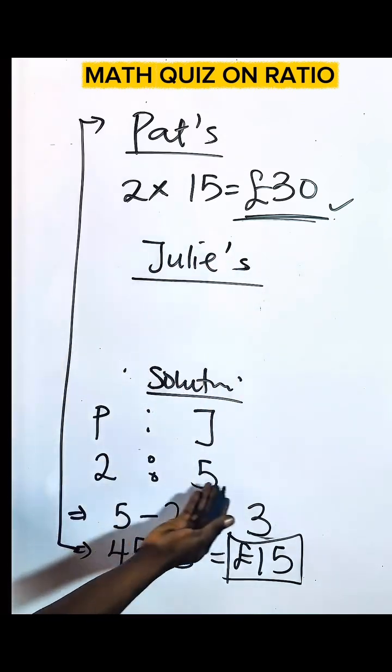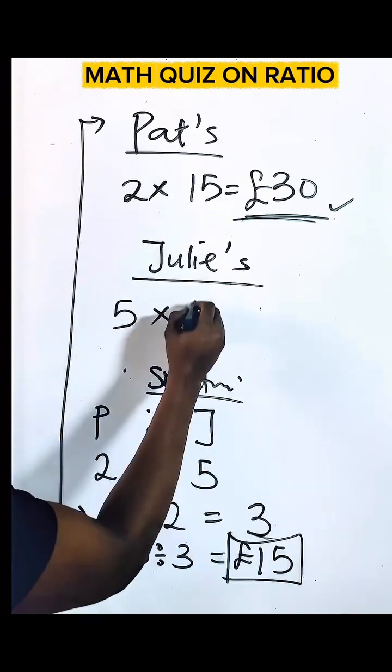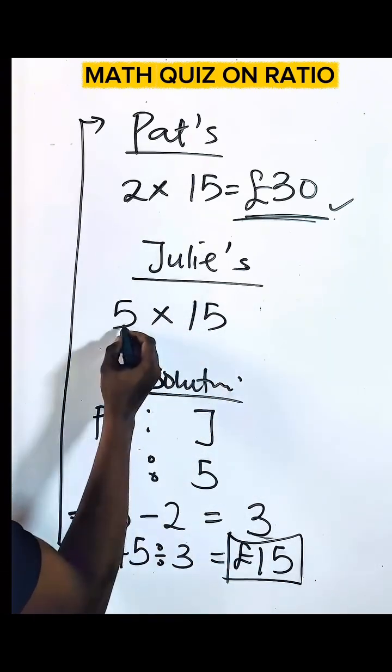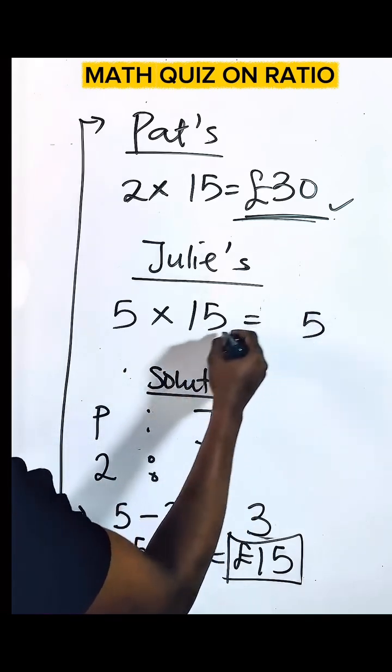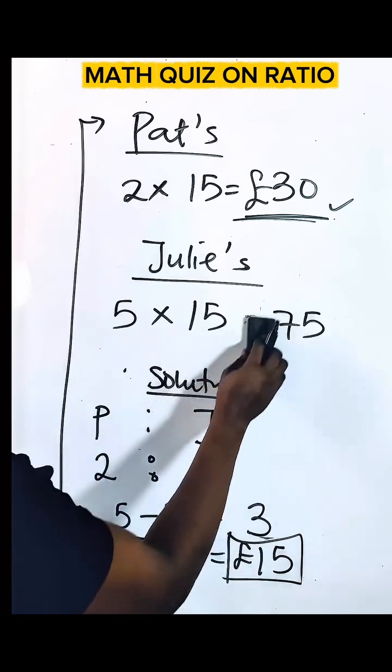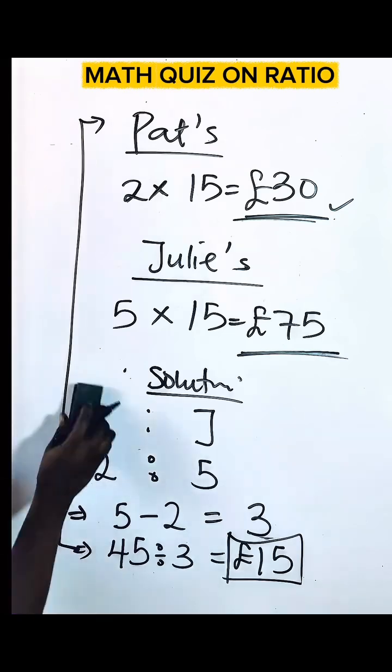So if you do that for Julie, her ratio is 5. Then this is 15. When you multiply this, it will give us 75. We have 5 times 15, which gives us 75. So it means that Julie's share is £75.